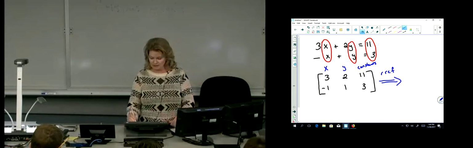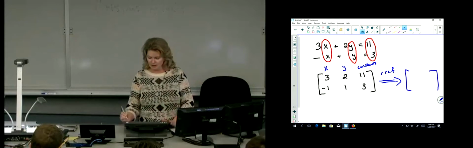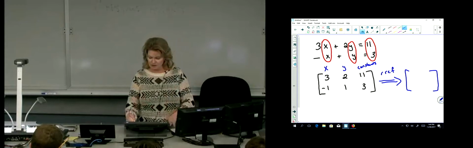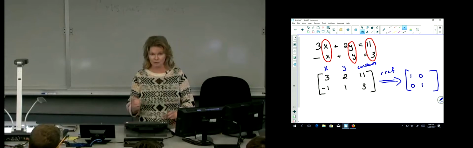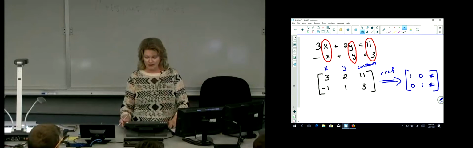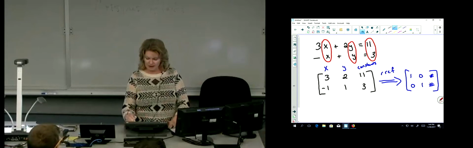And what it's going to do is it's going to turn this matrix into a bunch of zeros and ones. So my answer is going to have a 1 here with a 0 there, a 0 here with a 1 there. That's what it's going to look like. And then there'll be a number here and a number there. And remember that this was my x column and this is my y column.